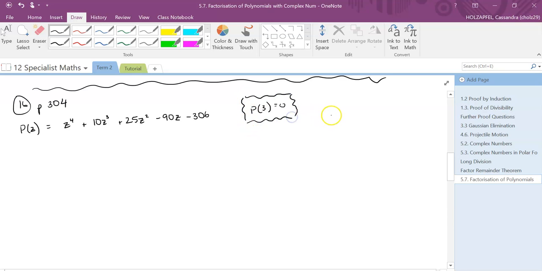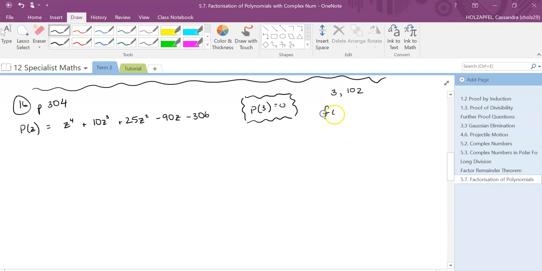So they've kind of already done the factor remainder theorem part for us. So just as a refresh for the factor remainder theorem, you look for factors of the constant. And then if I have, say for 306, obviously 3 is going to be a factor, and then 102 would be the other factor of that.